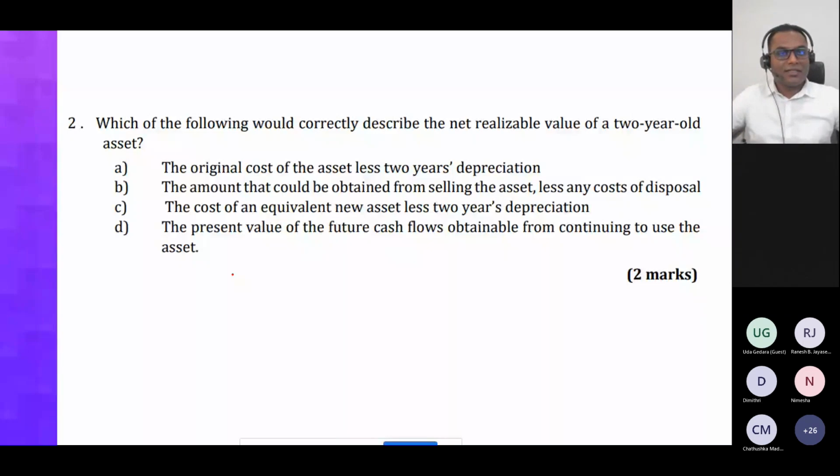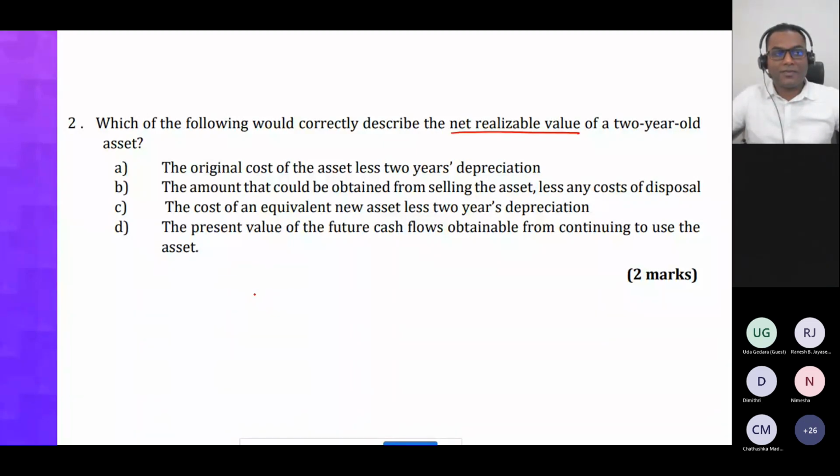Then question number 2, right? You have to do these two things that I mentioned. Number 1, in which area this question is tested. And the second, most important thing, what is the correct answer? What is the question? Which of the following would correctly describe the net realizable value of a 2 years old asset? So what do we need to explain? Describe the net realizable value of a 2 years old asset. So tell me, what is the area in which this question is tested?